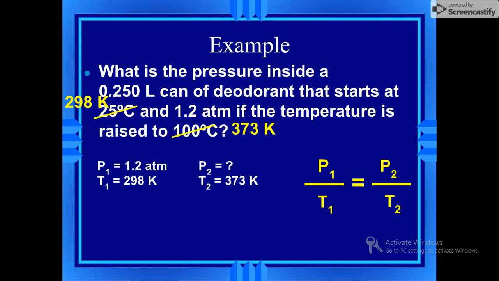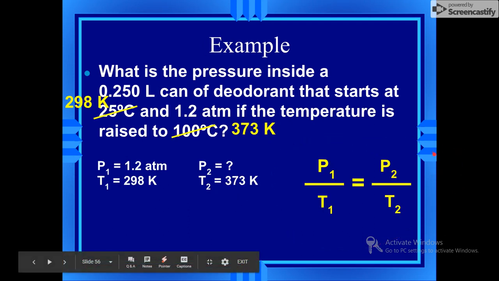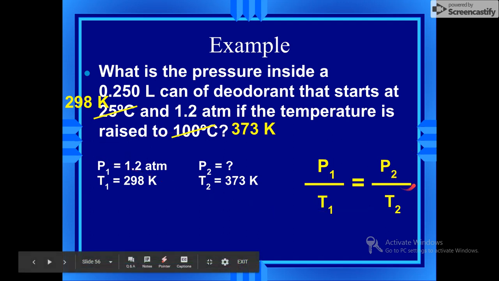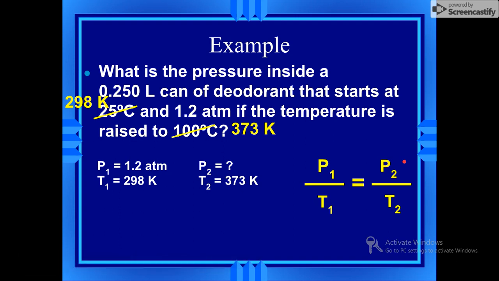So we're using this equation right here. All I did was mark out what our old temperatures were and put them in Kelvin. We know that our P1 is 1.2 atmospheres, our T1 is 298 Kelvin, P2 we are solving for, and our T2 is 373. So once again, we rearrange to solve for P2. It's just going to be T2 times P1 divided by T1. And so our answer is going to be 1.5 atmospheres.